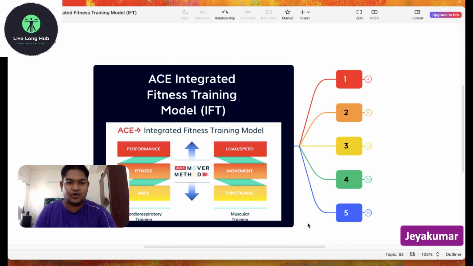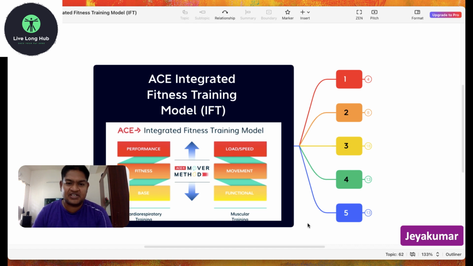As you know, ACE stands for American Council on Exercise, and the ACE Integrated Fitness Training Model organizes the latest exercise science and health behavior research into a systematic approach of designing, implementing, and then modifying exercise programs for the client's use.